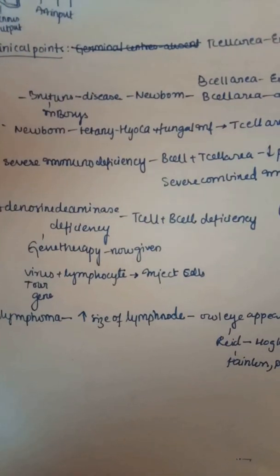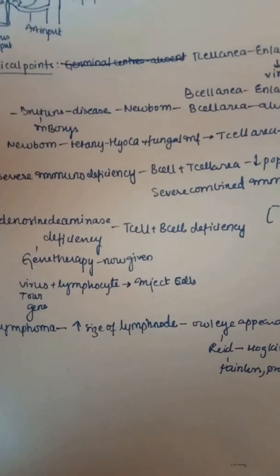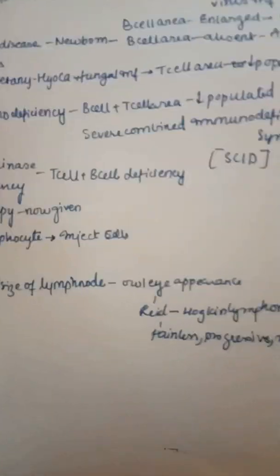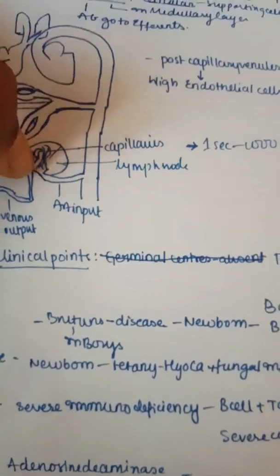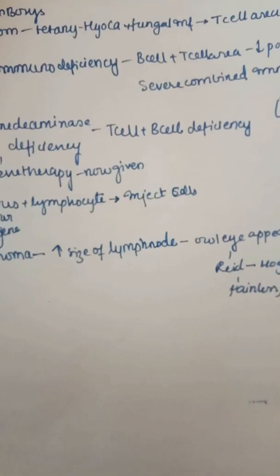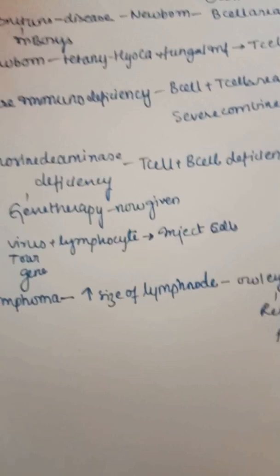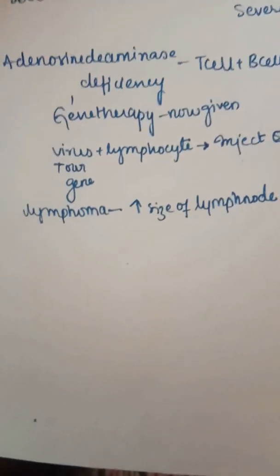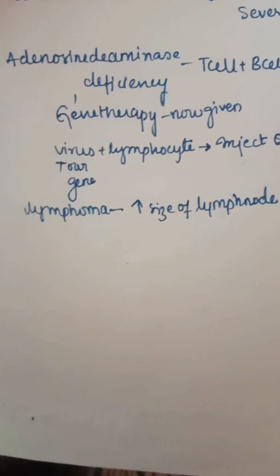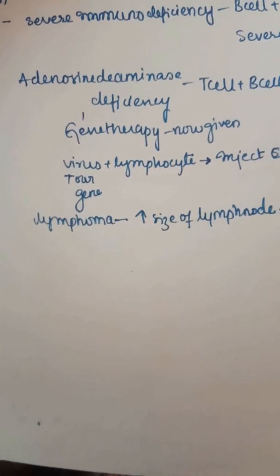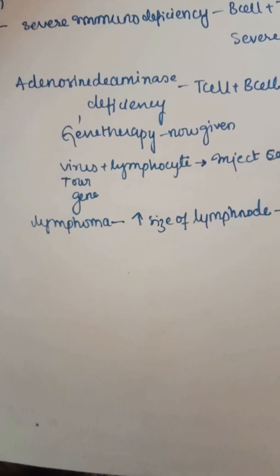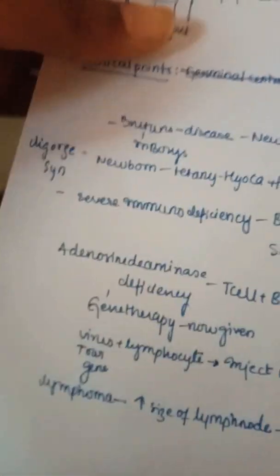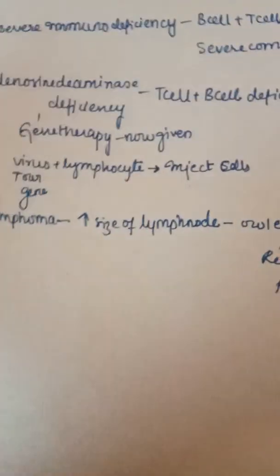And severe immunodeficiency is due to both the B cell and T cell areas being poorly populated. That is the severe combined immunodeficiency syndrome, known as SCID. You can imagine in a lymph node, the outer B cell and inner T cell areas are both absent, then it is known as severe combined immunodeficiency syndrome. And also there is adenosine deaminase deficiency, where both T cells and B cells are deficient. Nowadays we are giving gene therapy for this. A virus carrying our gene and the lymphocytes are injected so that we can treat this problem using gene therapy.